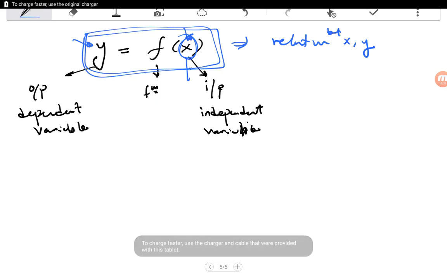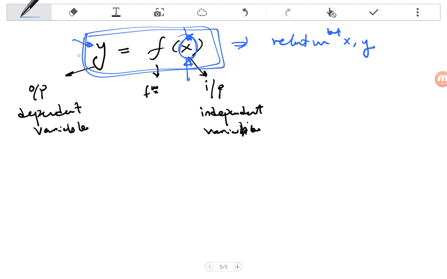But whenever x takes some value, y will be dependent on that value. So I can change x however I want, and accordingly y will also change. That's why y is called a dependent variable. It depends on x. And x is called the independent variable because it is treated as if it is a free variable. That's why it is called independent, because it is free.